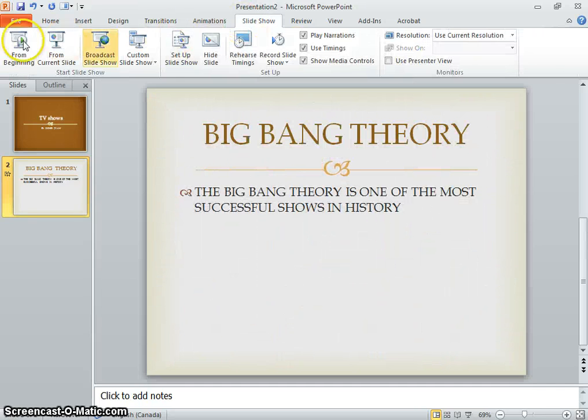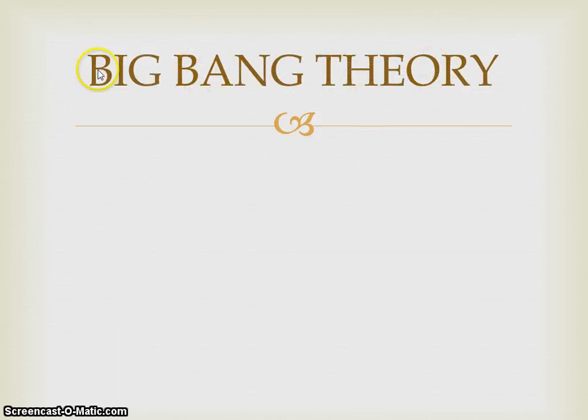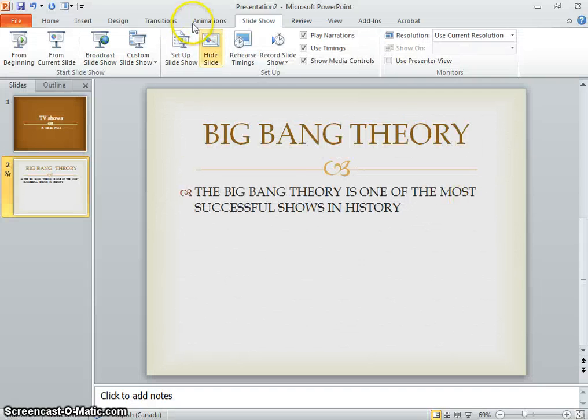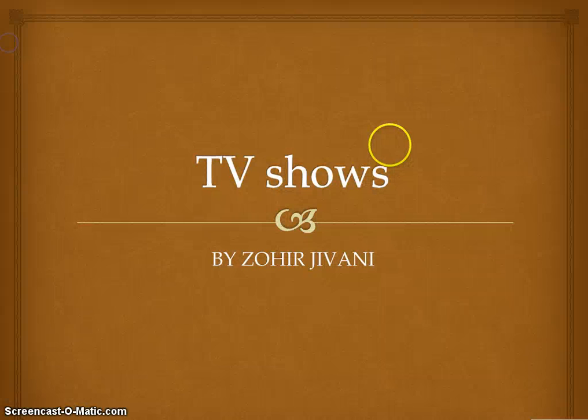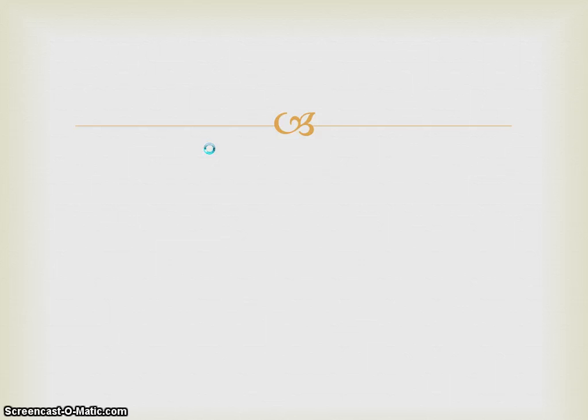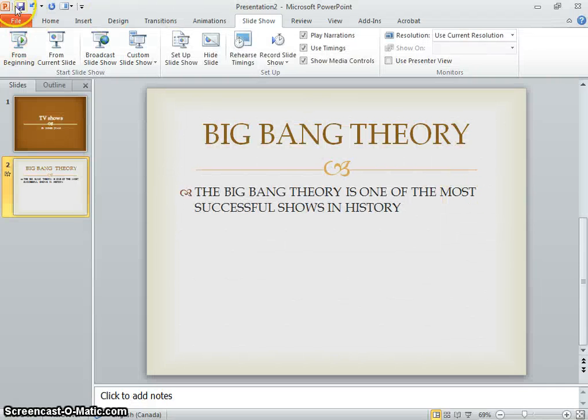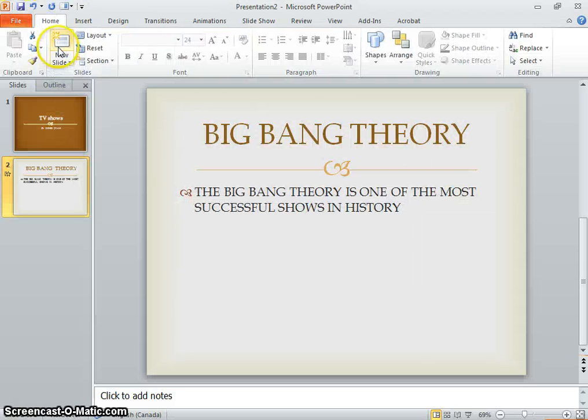So now we have this one. Now I'll show you actually how it looks. From current slide. So I'm going to click it. It comes in like that. The Big Bang Theory is one of the most successful shows in history. But let me show you how the actual transition is. So it comes in as TV shows. Once you click it, did you see that? Do you see what it did there? Now there's a transition. So it comes in more smoothly, and it's a cool effect to go to the next slide. So now as I see, my animations are working, it comes in, my point comes in. Now let's make a new slide.